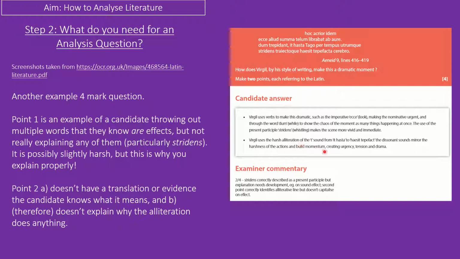Virgil uses the harsh alliteration. The dissonant sounds mirror the harshness of the actions and build momentum. I think this is actually not a bad point, but notice they've not translated it. Where is the exact point that they're making here? If the candidate had said Virgil emphasizes the rapid movement of the action or something like this in the phrase, and they translated it, they might well have gotten the mark here, but they didn't.